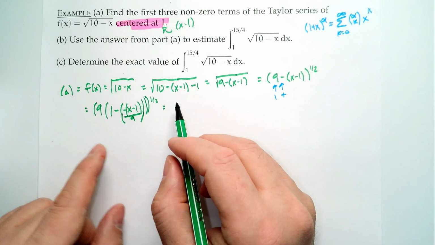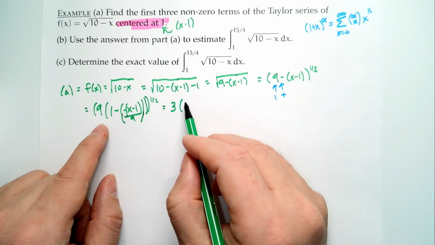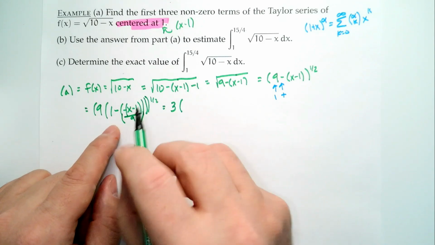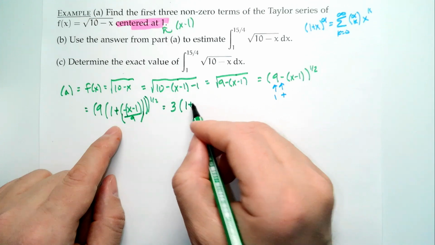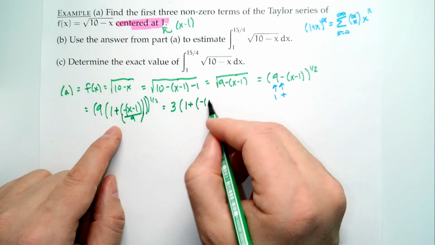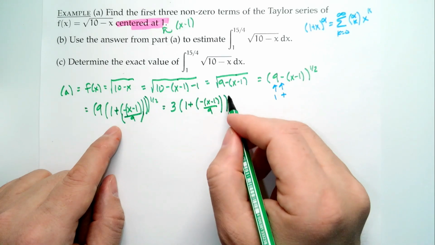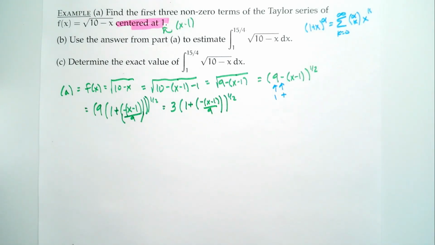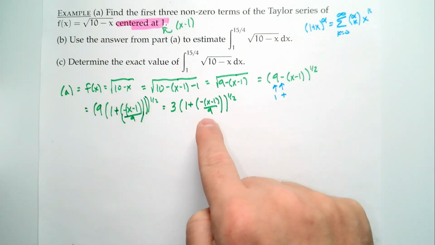Well, that's why you always are suspicious. Double check your work. 3 times, not minus, that's a plus. 1 plus minus x minus 1 over 9, and that's to the 1/2 power. All right, now we're okay after I've made a series of mistakes, but all right, we are back to where we should be. So we've written square root of 10 minus x in this format.